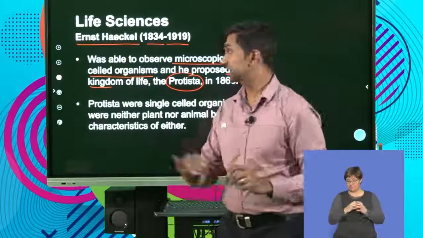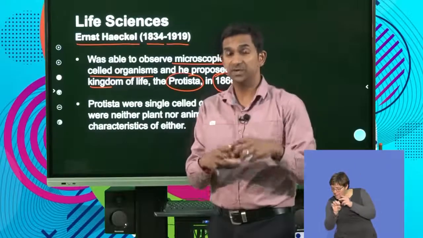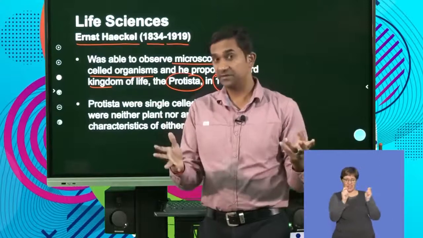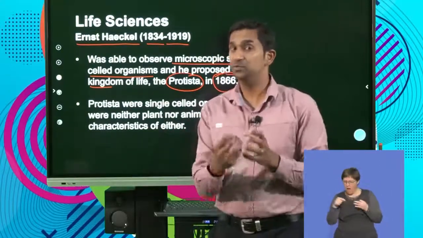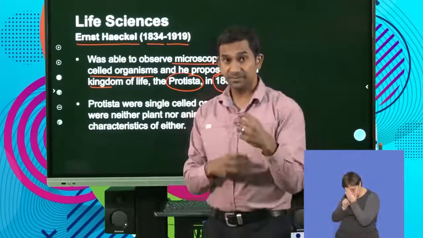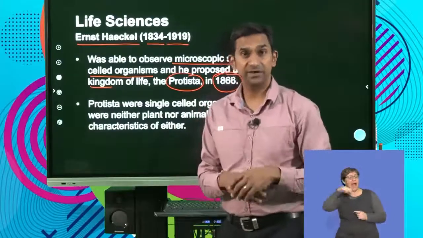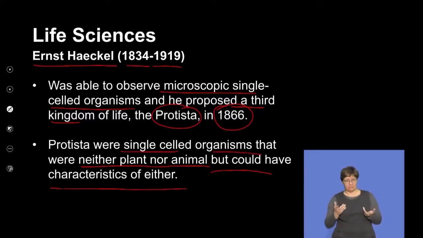It's important that we start recognizing that as technology started improving and the ability for organisms to be seen under a microscope improved, the system of classification had to be reviewed. It was then that they realized that apart from plants and animals, there were things that were microscopic that could be seen only with some magnification tool, and that opened up another dimension for classifying organisms. Protista was a single-cell organism that was neither plant nor animal, but could have had the characteristics of either.